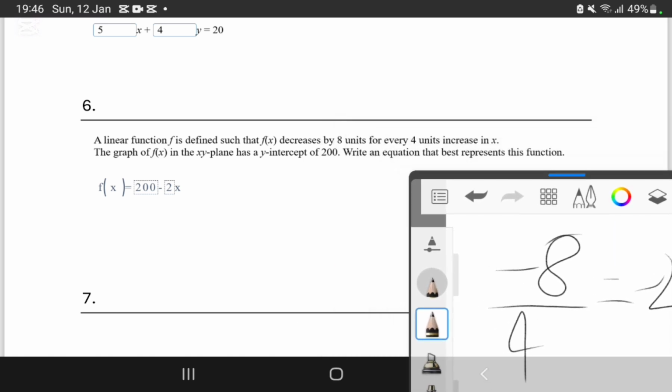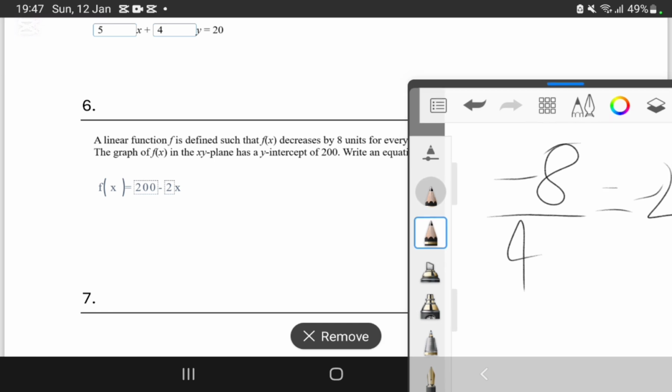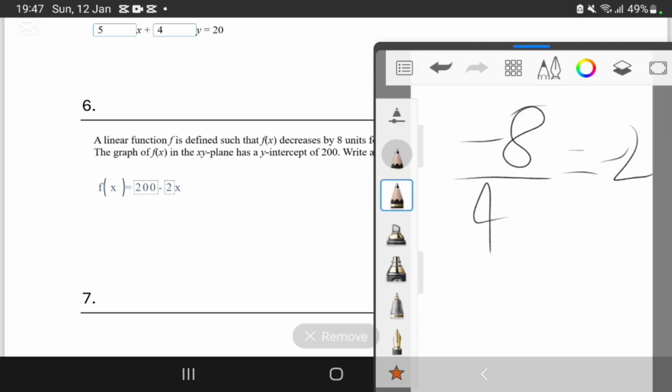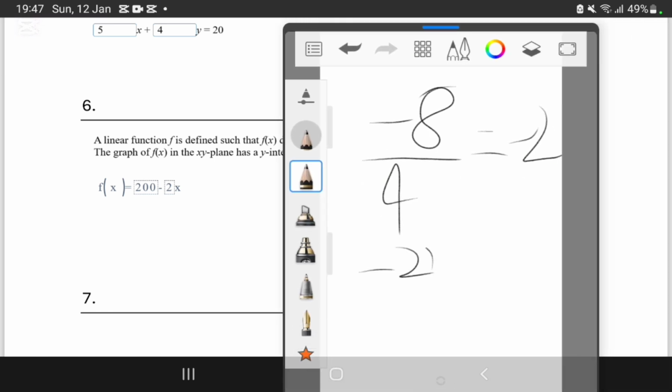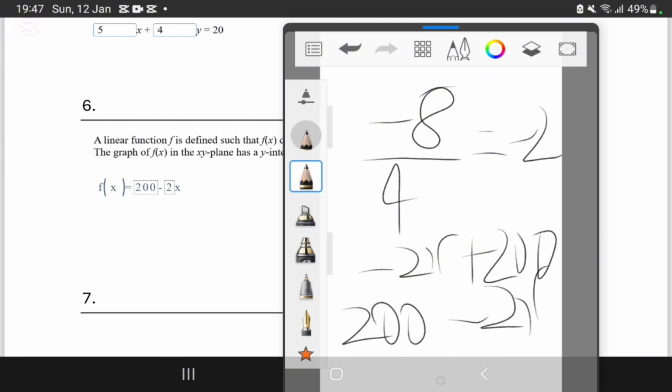And then the y-intercept, as we said before, is always the number that's added to the coefficient times x. So we have negative 2x plus 200, or 200 minus 2x. At the end of the day, it's the same thing.